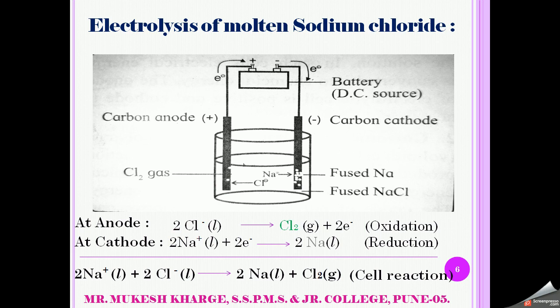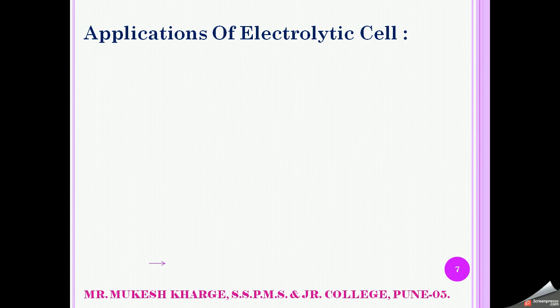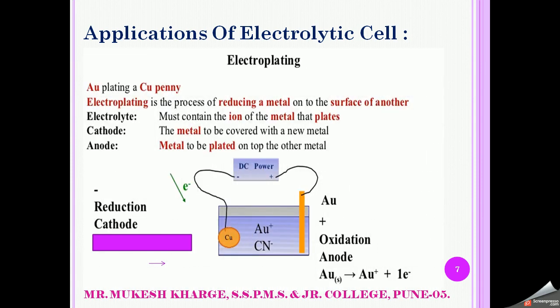Then, application of electrolytic cell. That is electroplating. I think all of you have heard this word. Here gold is plated. It is used for plating a copper penny. Electroplating is a process of reducing a metal on the surface of another metal. So the electrolyte must contain the ions of the metal that plates.